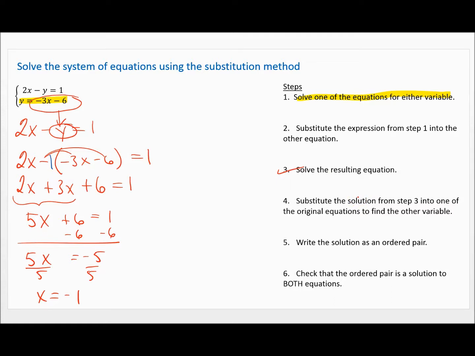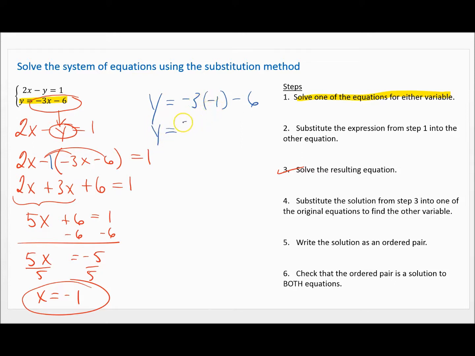To find y, I'm supposed to take my x equals negative 1 and substitute into either equation. Honestly, it doesn't matter. Now, in this case, I'm liking the second equation. The second one is already y equals, so I do negative 3, take out the x, replace it with what we found, negative 1, minus 6. I think the math's a little easier.